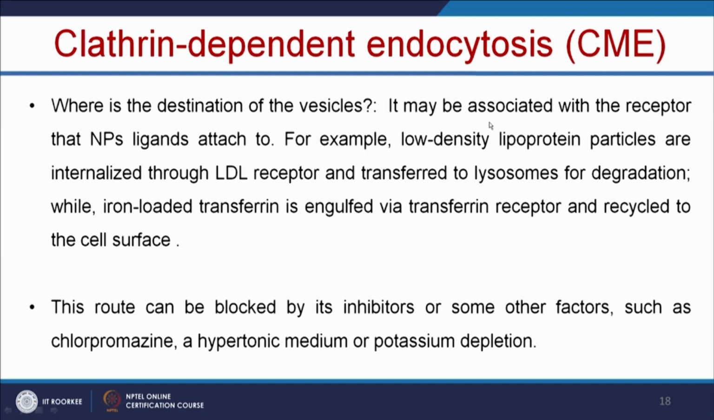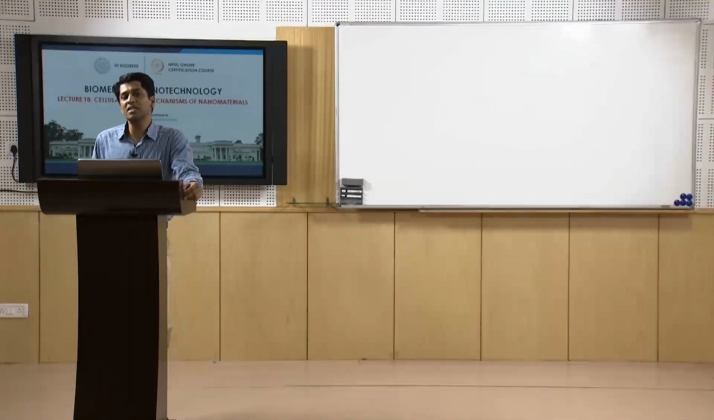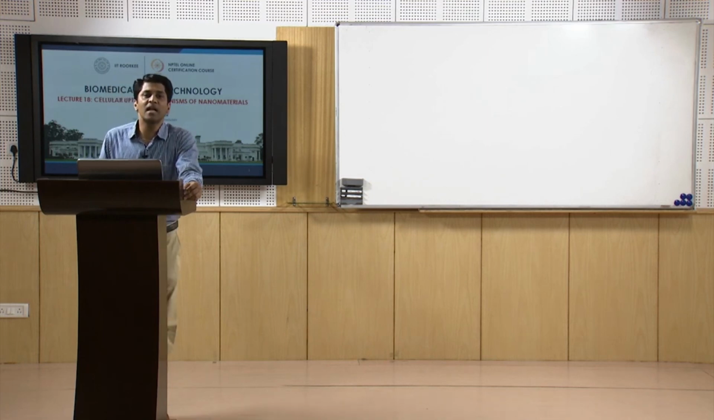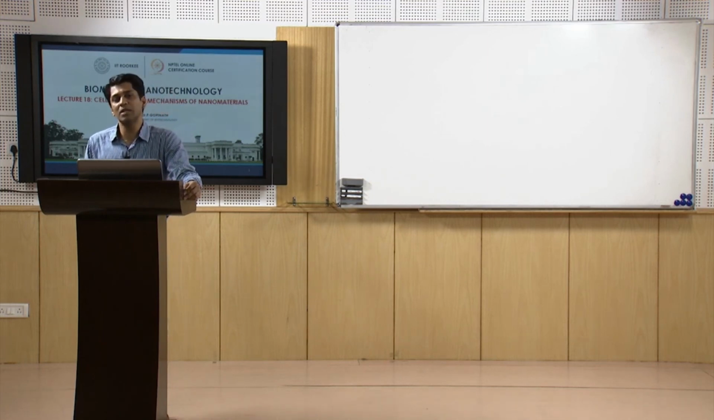As I told you earlier, it may be associated with the receptor that the nanoparticle's ligands attach to. For example, low density lipoprotein particles are internalized through the LDL receptor and transferred to the lysosomes for degradation. But iron loaded transferrin is engulfed by the transferrin receptor and recycled to the cell surface. This route can be blocked by inhibitors like chlorpromazine, a hypertonic medium, or potassium depletion. By using these inhibitors we can inhibit the CME pathway and understand whether our nanoparticle is following this CME pathway or not.